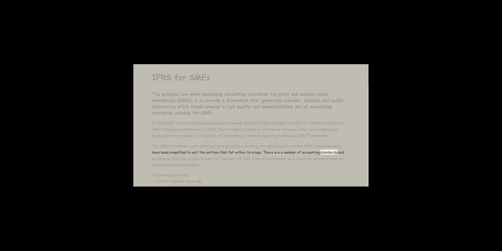There are a number of accounting standards and disclosures that may not be relevant for the users of SME financial statements. As a result, the standard does not address the following topics: earnings per share, interim financial reporting, segment reporting, insurance, because entities that issue insurance contracts are not eligible to use the standard, and assets held for sale.